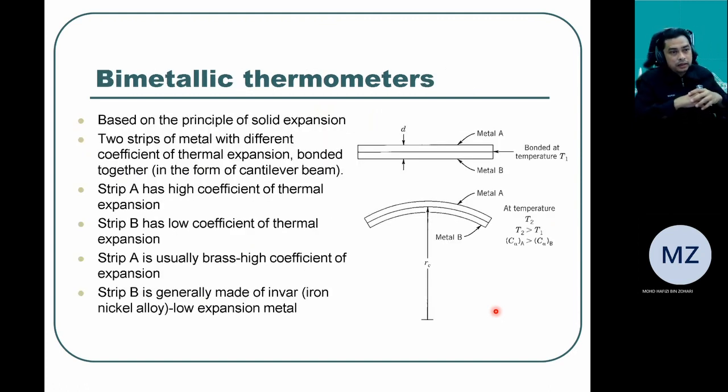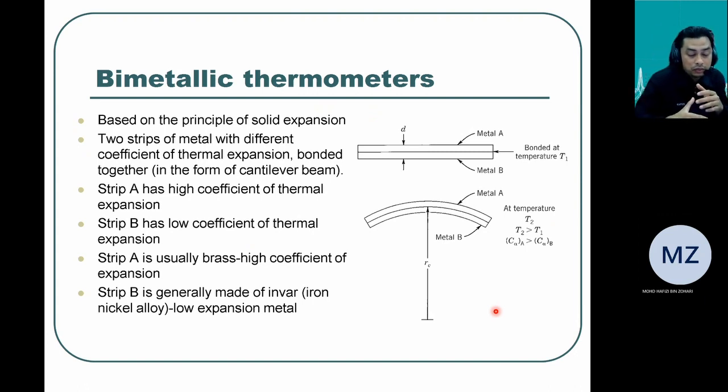All right, so then we look at the bimetallic thermometers, which are basically two materials pasted together, bonded together, so that the top one has a high coefficient of thermal expansion, and the bottom one has a low coefficient. Of course, the top one will expand more than the bottom one because the top one has a high expansion rate. So they put a high expansion on the top and low expansion at the bottom so that you can have a curve.